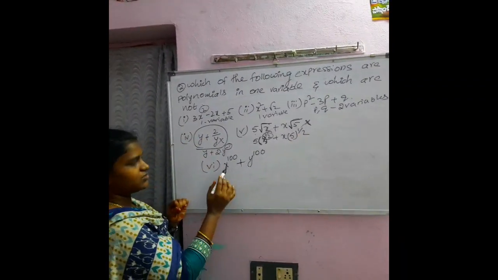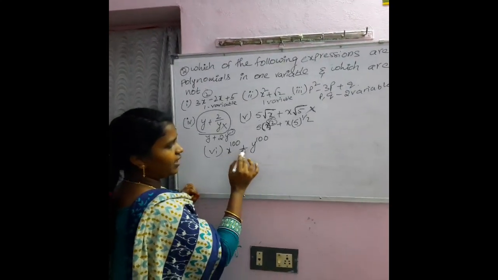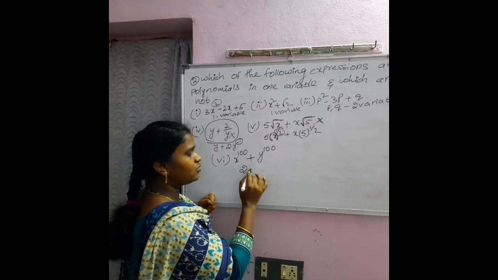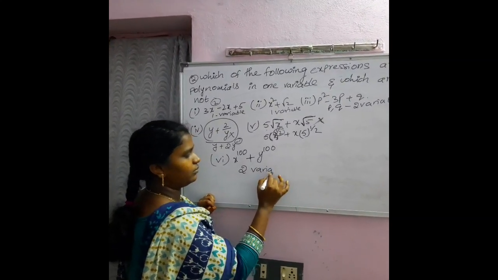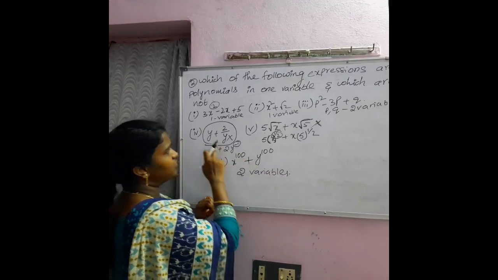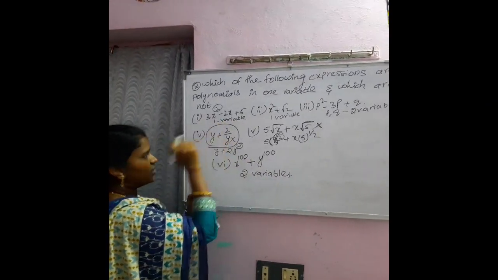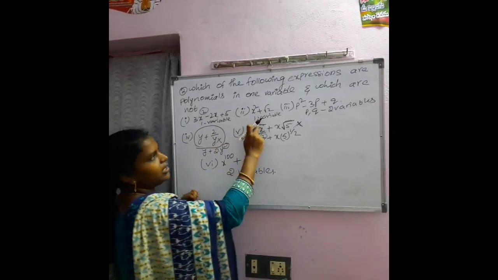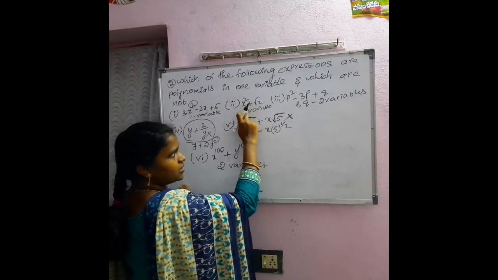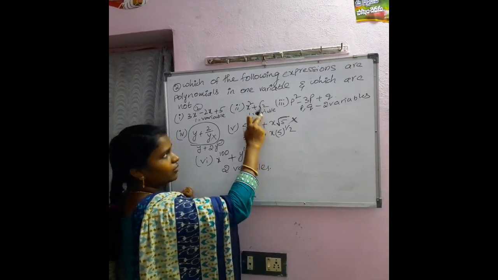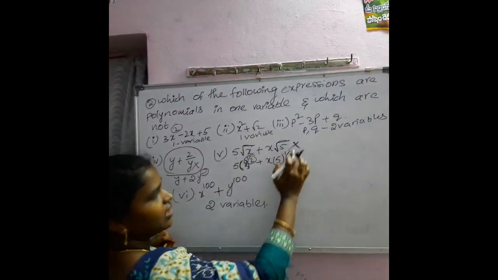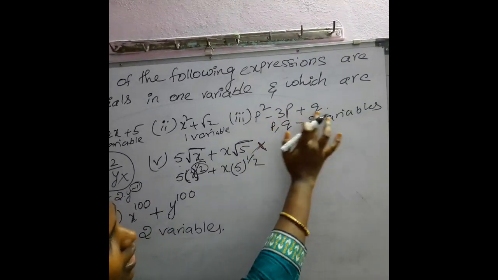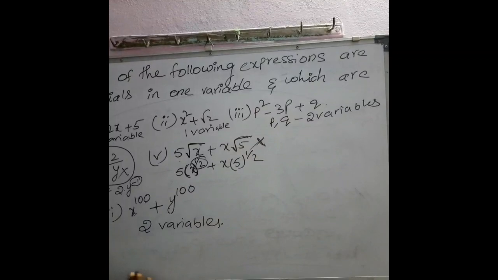And the last one, that is 5 to the power of 100, x to the power of 100 and y to the power of 100. So it is a polynomial and it is in two variables. So first one, if you had observed, the polynomial is having only one variable and the degree is 2. The second one is a polynomial with degree 2 and one variable. The third one, we are having two variables, that is p and q. The degree of the polynomial is 2.